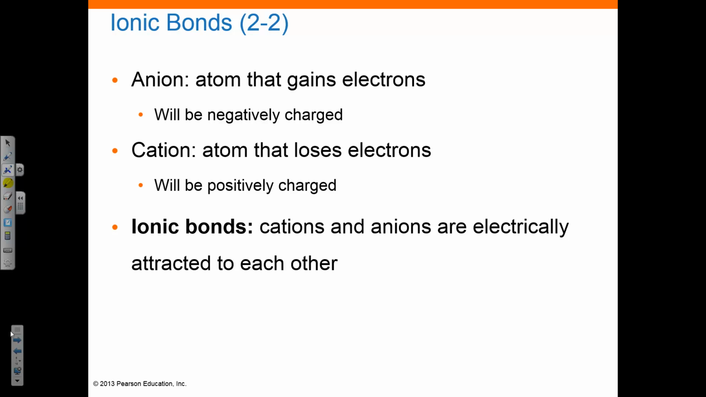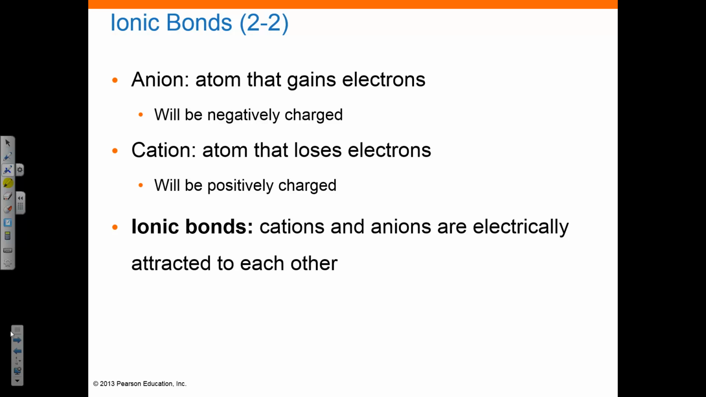First, ionic bonding will be examined. To understand ionic bonding, the terms anion and cation must be defined. An anion is an atom that gains electrons and becomes negatively charged. A cation is an atom that loses electrons and becomes positively charged.